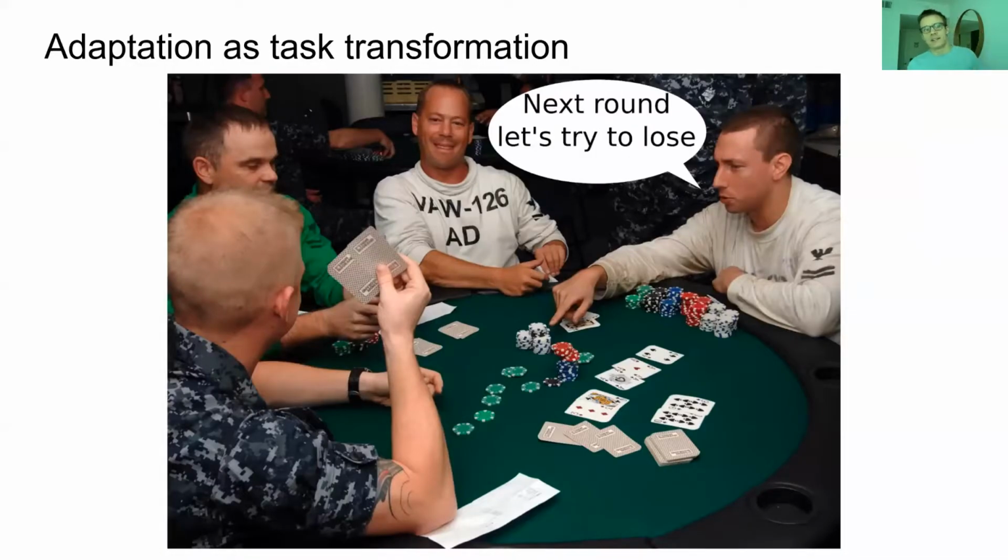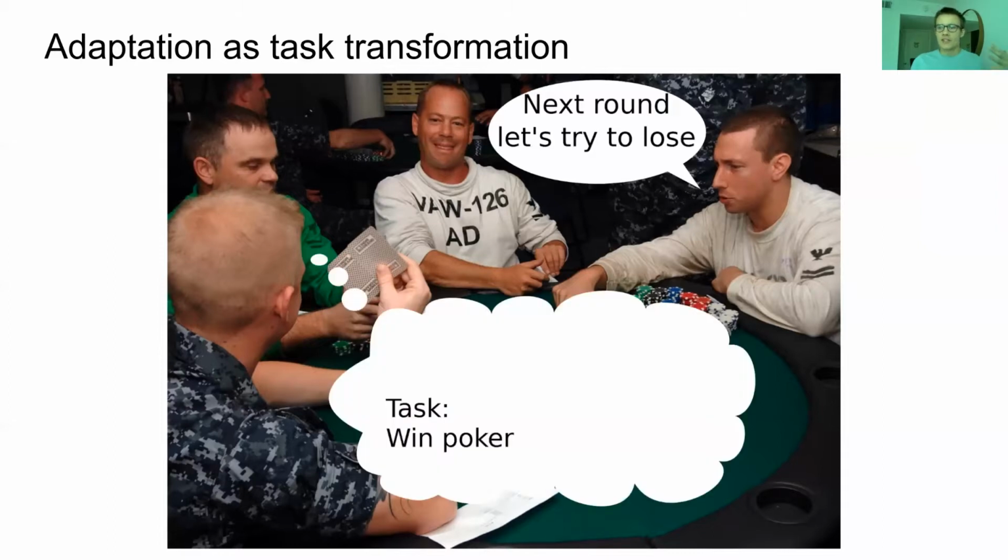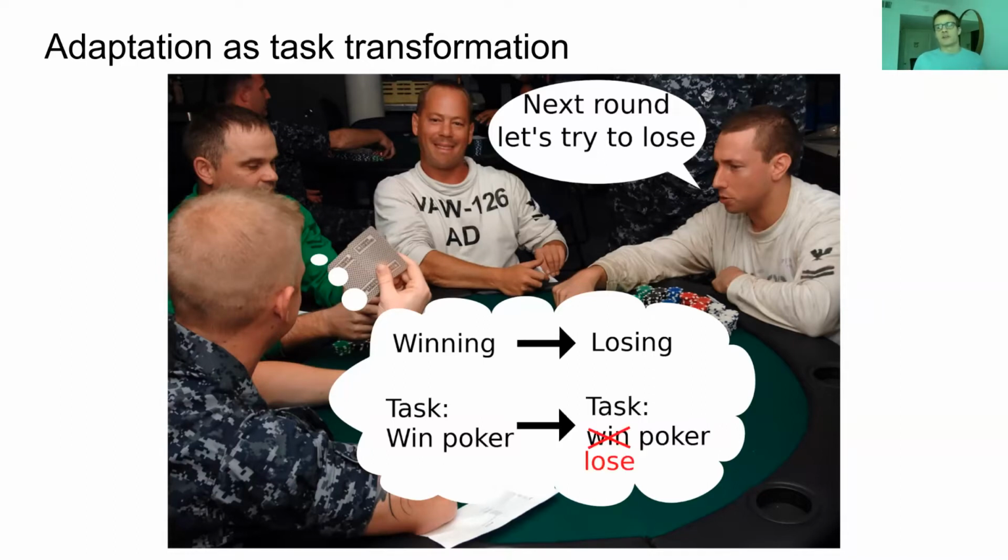The perspective I'm going to take is that we can see adaptation as a form of task transformation, or task transformation as a form of adaptation. So when your friend says, next round, let's try to lose at poker, what I suggest is that you have in mind a representation of the task you're currently trying to perform, the task of winning at poker. And you know something about the relationship between winning and losing, maybe within poker or maybe across other games as well. My idea is that you can basically combine these two things, the current task and the relationship between winning and losing across different tasks, in order to adapt your task representation, in order to try to switch to losing at poker.